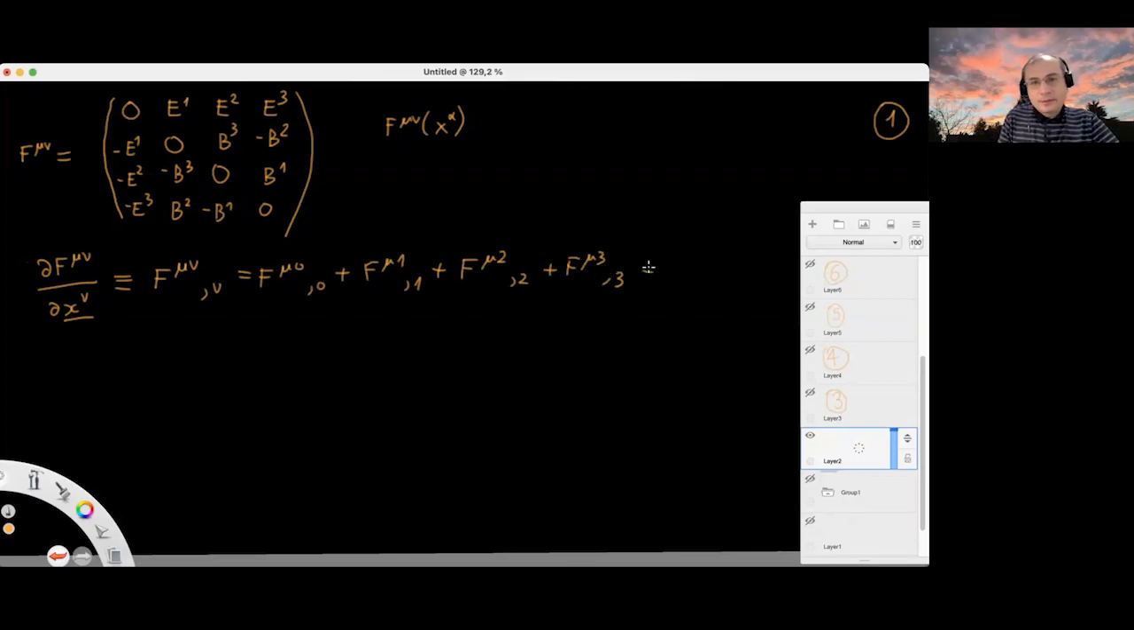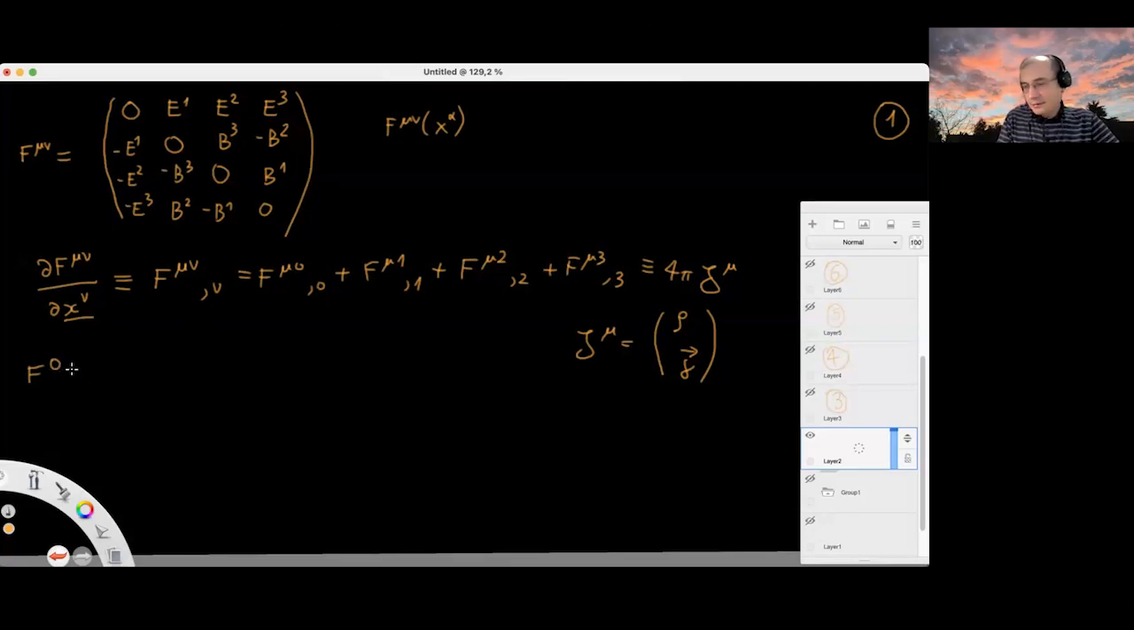I claim that this is supposed to be equal to 4 pi j mu, where j mu is an object consisting basically of the charge density and the current density 3-vector. Okay, so as you can see, there's in practice 4 equations encoded here because there's one free index and one index is summed over. So let's look at this equation step by step.